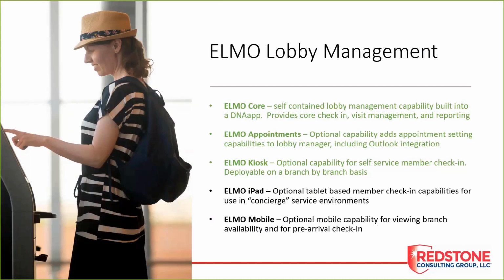We'll also be showing Kiosk. Kiosk is another optional capability. It's a self-service member check-in capability deployable on a branch-by-branch basis using a touchscreen interface either on a PC or on an iPad. Members can come in, enter the service queue themselves, designate what services they want, or if they're coming in for an appointment, enter their appointment code and have the agent that they're meeting with notified that they've arrived.